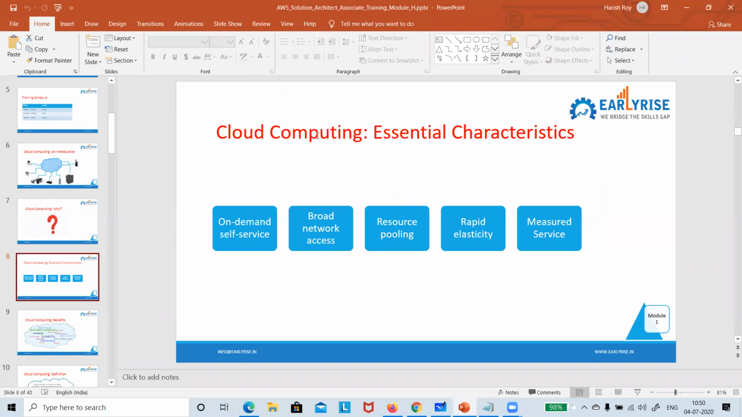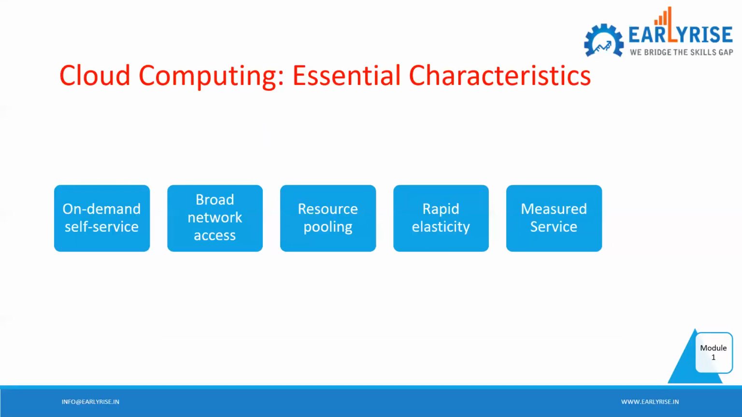This is the perfect thing, the most essential features. These are the 5 most essential features of cloud computing. One is on-demand self-service, another one is broad network access, right? So it can be accessed from anywhere across the globe just using the internet.